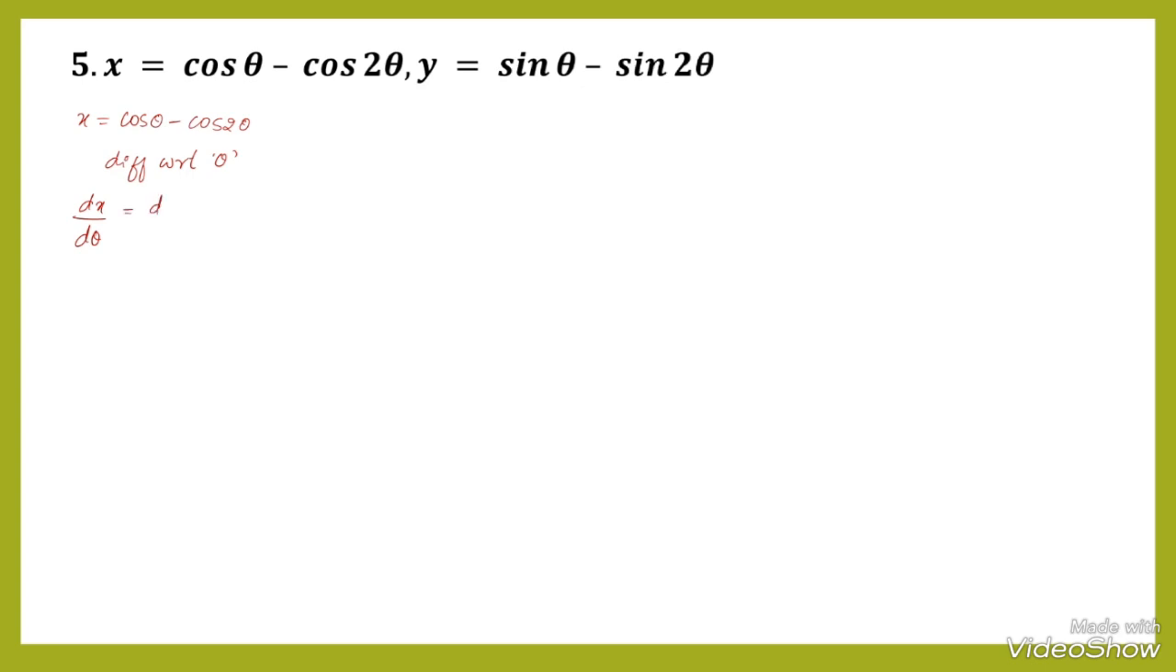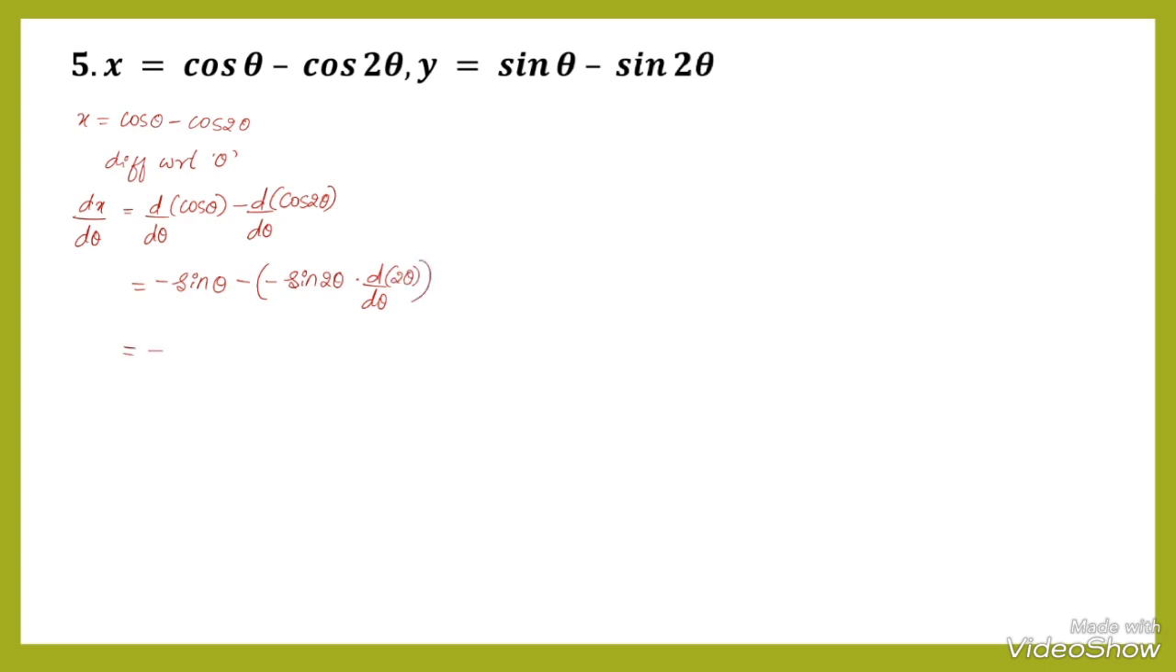I can differentiate d by d theta of cos theta minus d by d theta of cos 2 theta. The differentiation of cos theta becomes minus sin theta. Here also there is a minus. Again, the differentiation of cos 2 theta is minus sin 2 theta. In place of theta we have 2 theta, so I take the differentiation of 2 theta again.